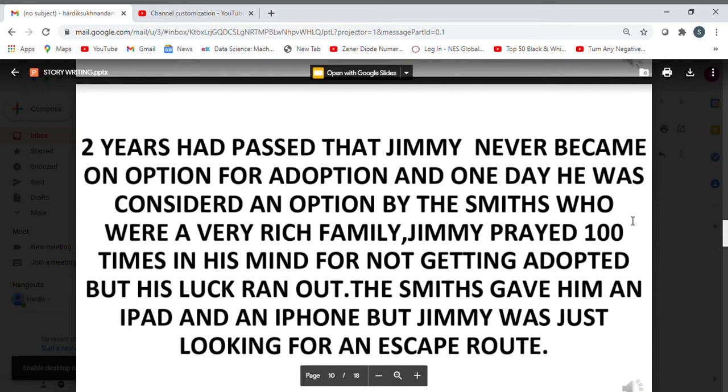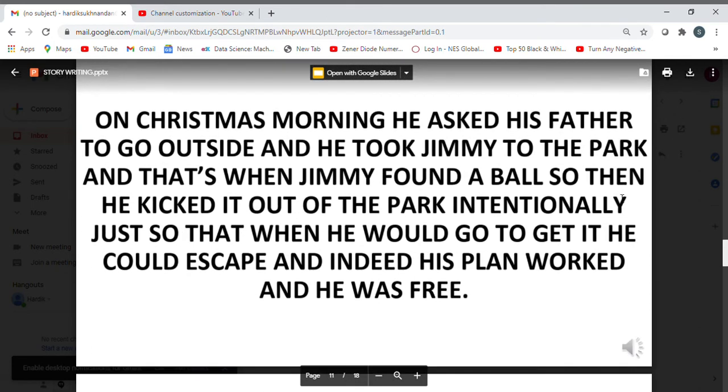But no, I have added a twist here that he was looking for an escape route. I mean, obviously, you'll be like, come on, man, why did you do this? But still, we have a new twist here that Jimmy does not care about luxuries. He wants to be free. So here comes the plot. So now I'll just tell you the theme of it at the end of this slide.